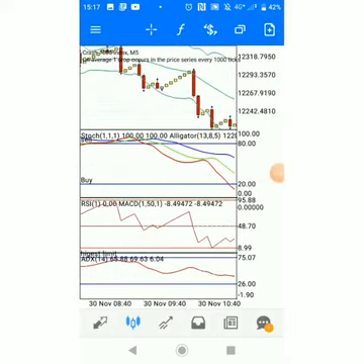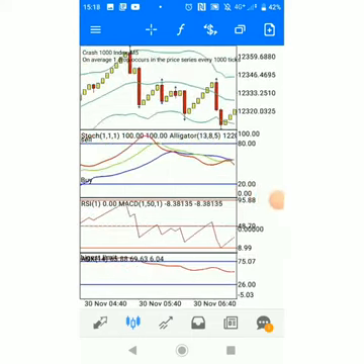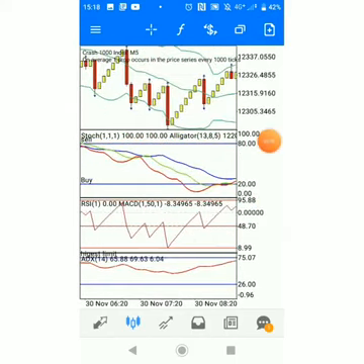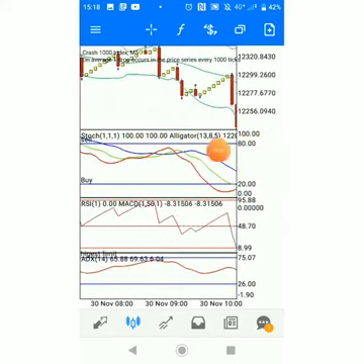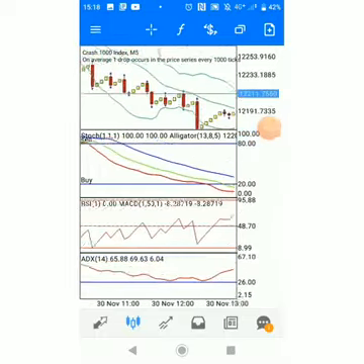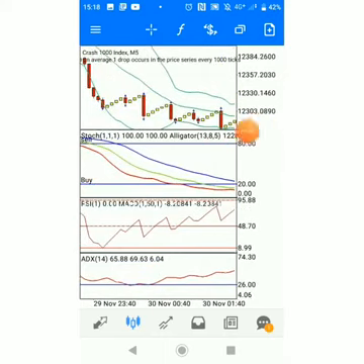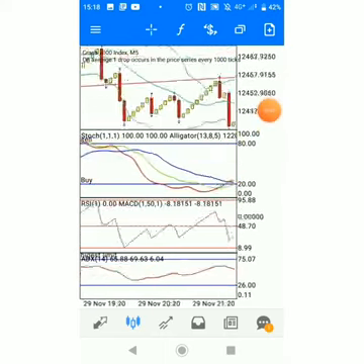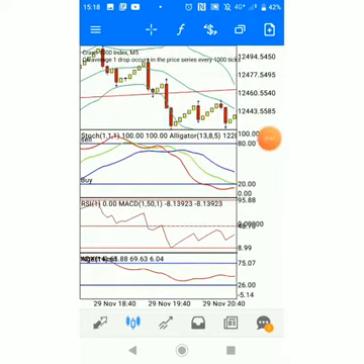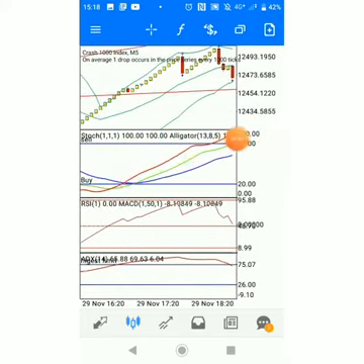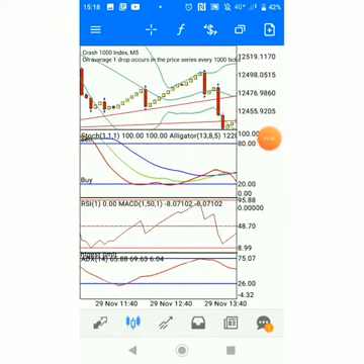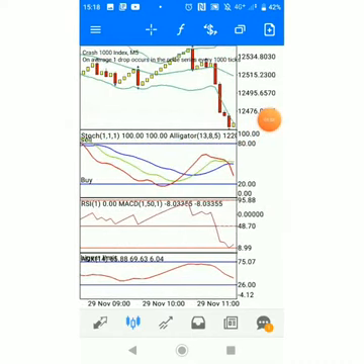From up, after crossing the level of 80, it came straight down. As you can see, after up, it came down here and went back up. From up, down, from down, up.